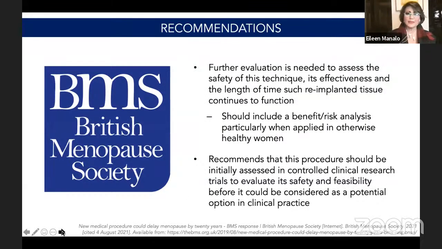Exciting. But shortly thereafter, the British Menopause Society came up with their response. They said that further evaluation is needed to assess the safety of this technique, its effectiveness, and the length of time such reimplanted tissue continues to function. This evaluation should include a benefit-to-risk analysis, particularly when applied in otherwise healthy women. Their recommendation is that this procedure should initially be assessed in a controlled clinical research trial in order to evaluate its safety and feasibility before it could even be considered as a potential option in clinical practice.